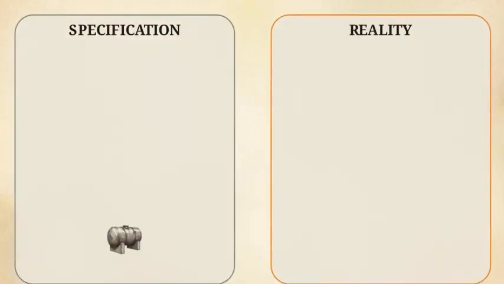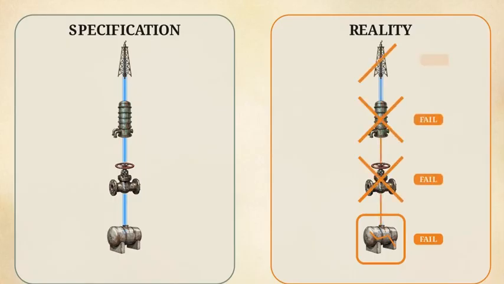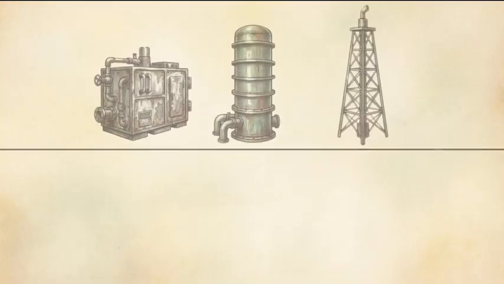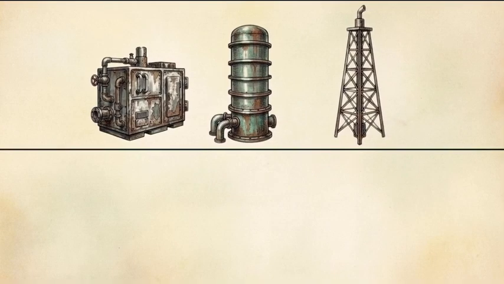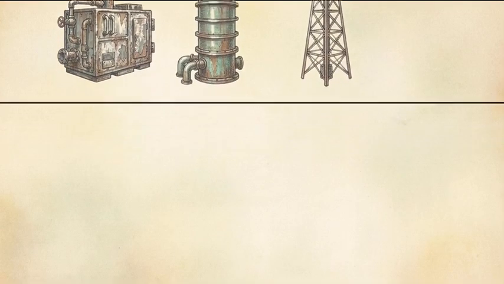Explaining the disaster requires mapping the gap between the plant's intended safety design and its actual condition on the night of the leak. To understand how thousands died in a single night, we must look at the facility through a reverse engineering lens, examining how a known chemical hazard was stripped of its required safety architecture.